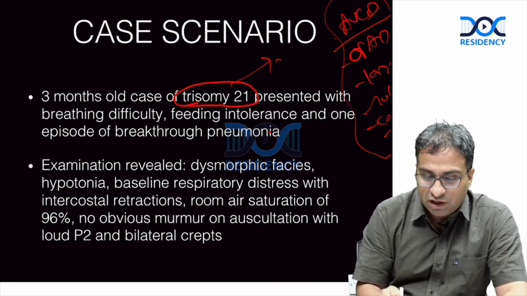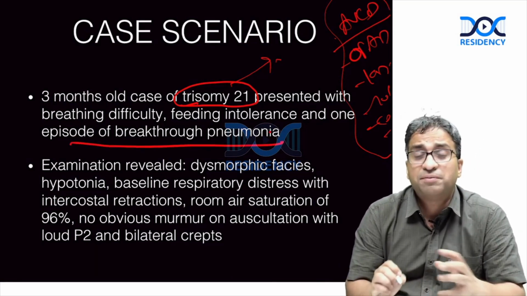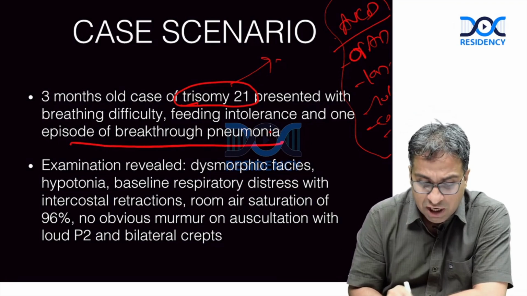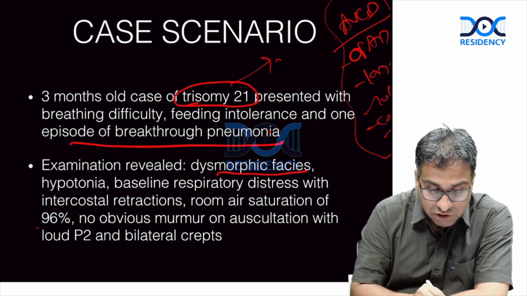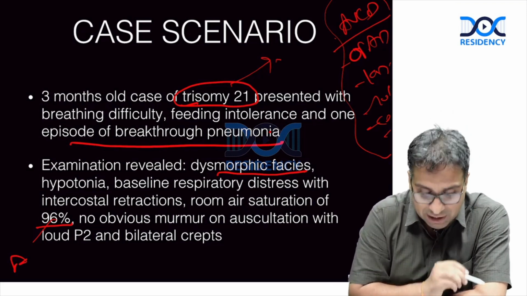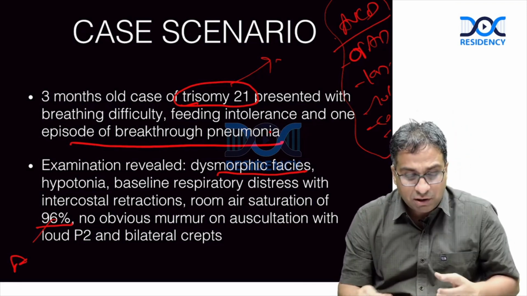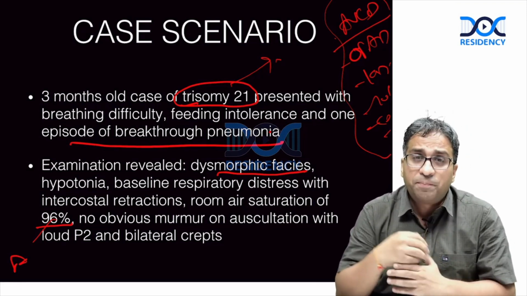Presents with breathing difficulty, feeding intolerance, one episode of breakthrough pneumonia. That means again it shows an increased flow situation. Dysmorphic face, hypotonia, baseline respiratory distress, room air SpO2 96. Again, it's acyanotic because room air saturation is 96. No obvious murmur, but a loud P2 and bilateral crepts. Loud P2, no obvious murmur.